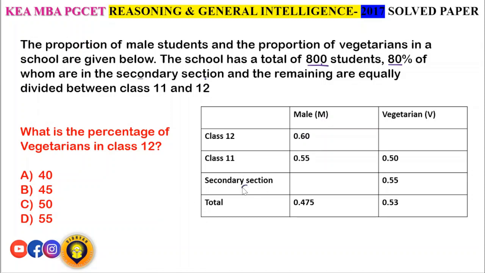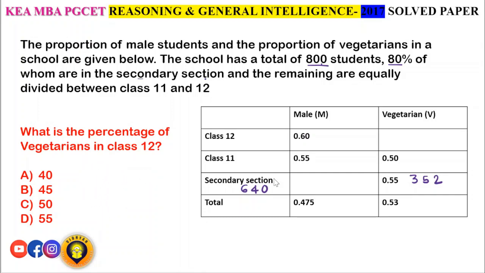Total students in the secondary section are 640. In this, male you don't know, but vegetarians are 0.55. 0.55 means 55% of students are vegetarians. The meaning is 55% of 640. Let us find that also. 55% of 640 is 55 by 100 of 640. So 5 elevens are 55, 20 times 2, the 0 gets cancelled. 32 into 11 is nothing but 352. So 352 students are vegetarians.